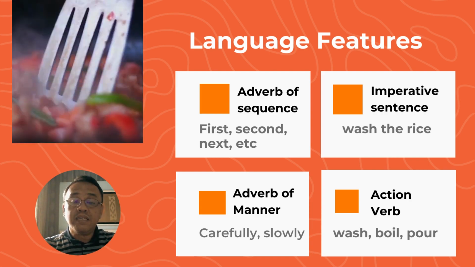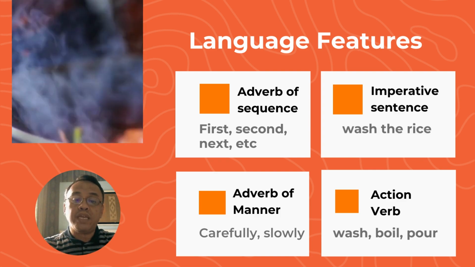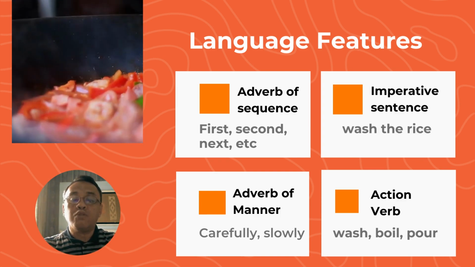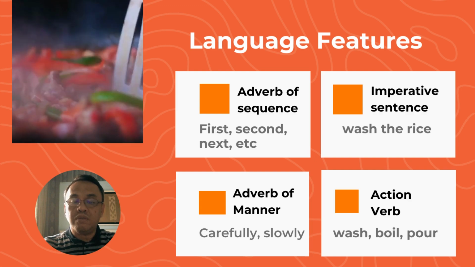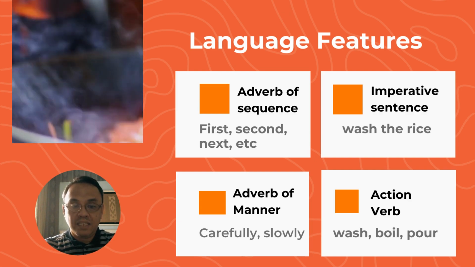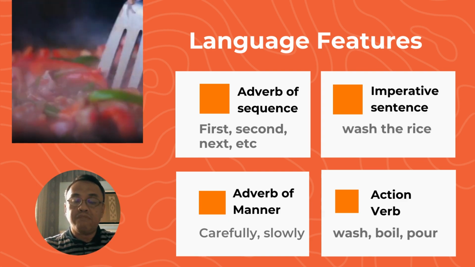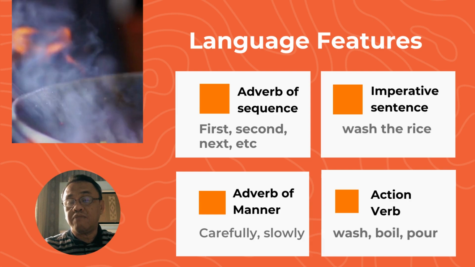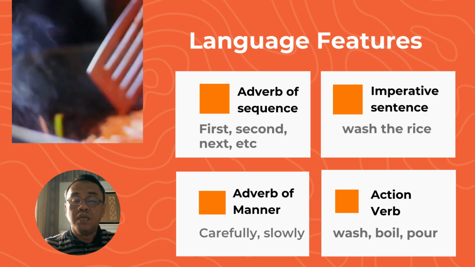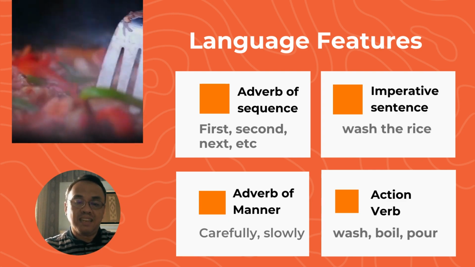And then the next is adverb of manner. Adverb of manner is the way to show how to do the activity, like carefully, slowly, and etc. And the last one is the action verb. The action verbs that we use in present tense, like wash, boil, pour, stir, and etc.